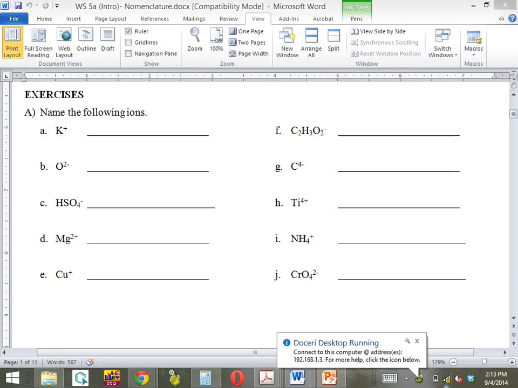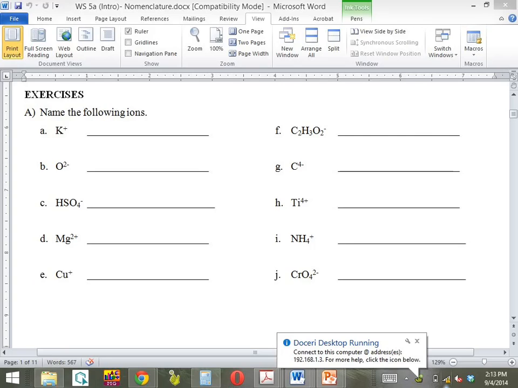So part A asks you to name the following ions. When we're naming ions, there's different kinds of ions. Some ions are just one element. Some ions have more than one element in them. What's the name for an ion, the general category name for an ion that has more than one element?